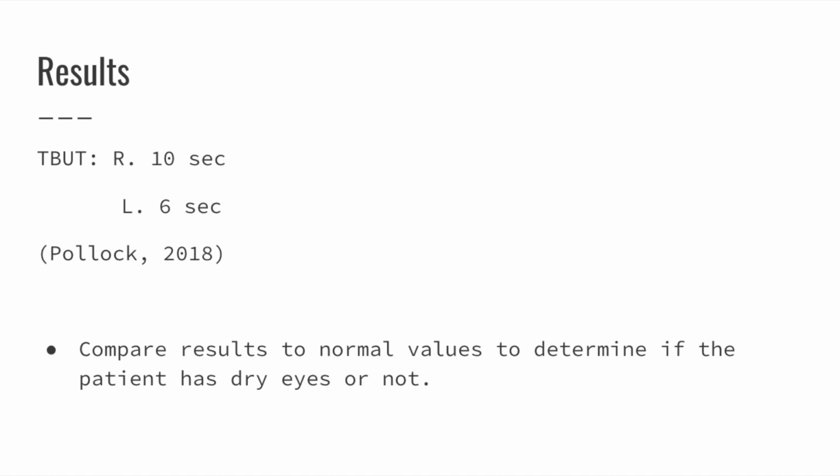When interpreting results from TBUT, you must compare the value to the normative data. As stated, the normal value can range from anything greater than 10 up to 30 seconds. In this specific example, the patient's right eye is not of much concern. However, the left eye can be classified as being more of a dry eye.